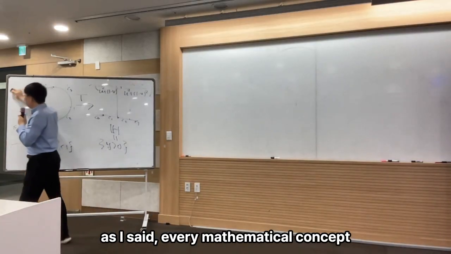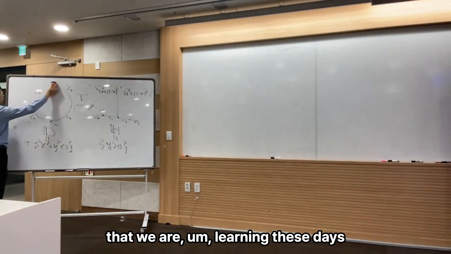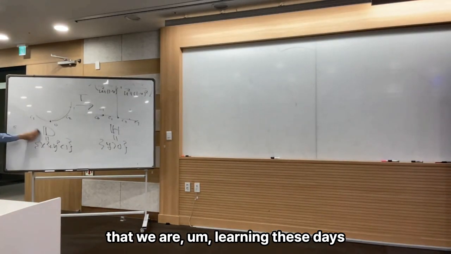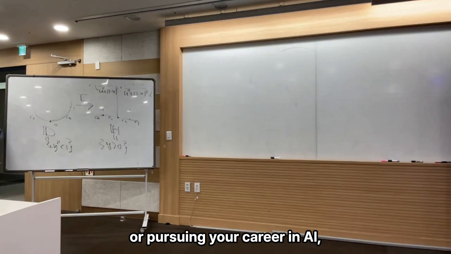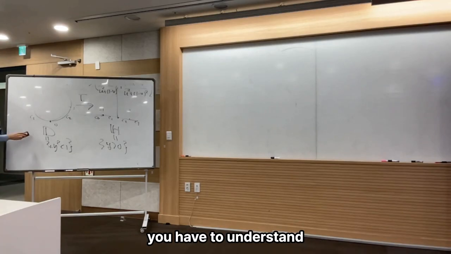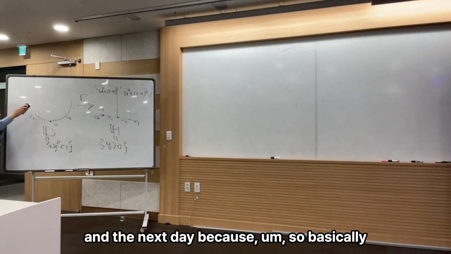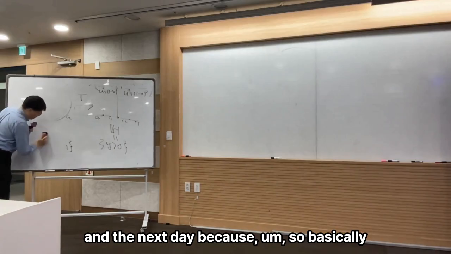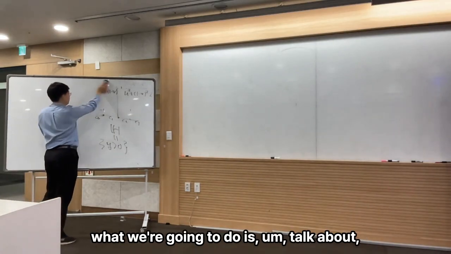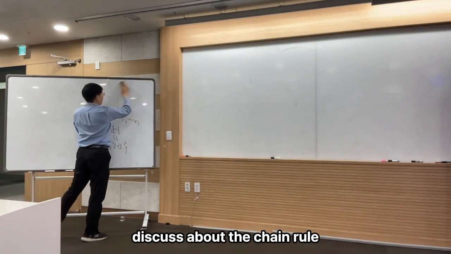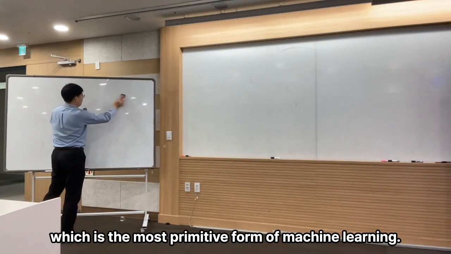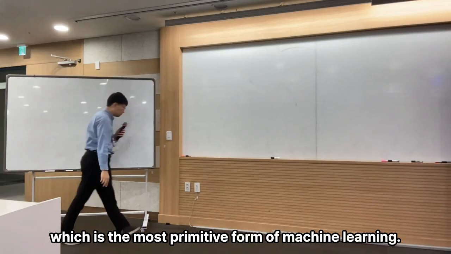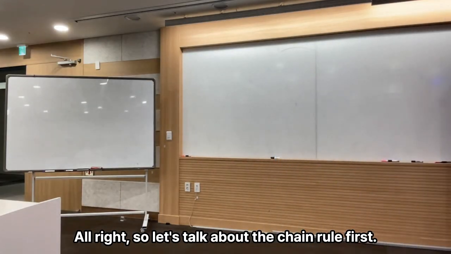As I said, every mathematical concept that we are learning these days is very important, but especially if you're trying to do some research or pursuing your career in AI, you have to understand what we're going to talk about today and the next day. Because basically, what we're going to do is discuss the chain rule and the gradient descent, which is the most primitive form of machine learning. All right, so let's talk about the chain rule first.